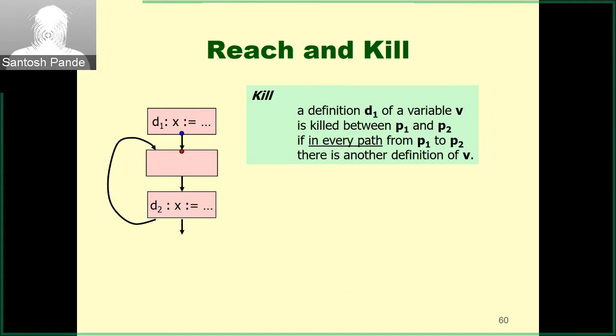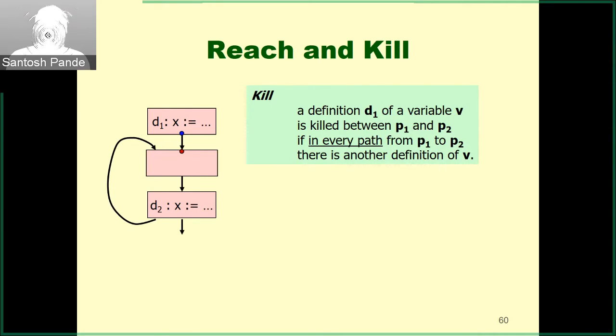That's the question. And the statement says here that it does not reach P2 if in every path from P1 to P2, there is another definition of V. Very simple and straightforward thing. So what is going on is, a variable V is carrying a certain value, which originates at D1, and this is a starting point for the path P1 to P2, on which this value is going to go. And the question is, does it reach P2, which is the end of this particular path?